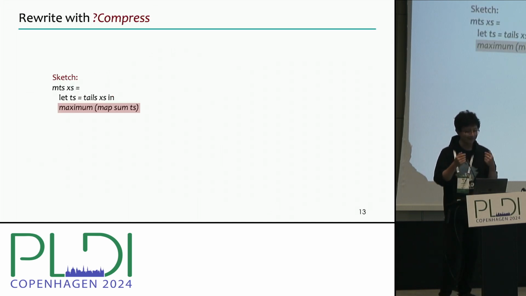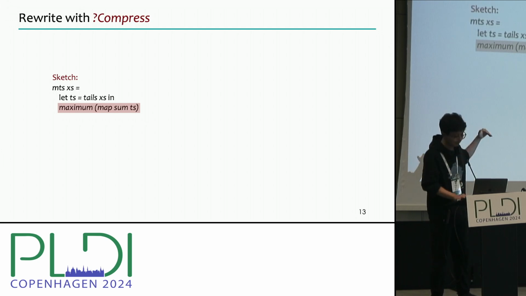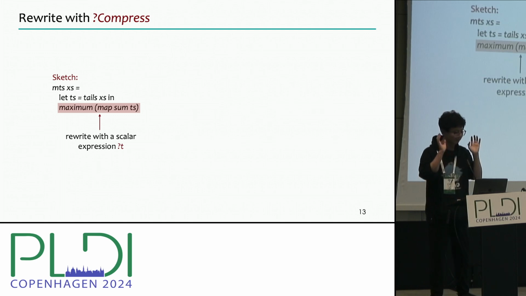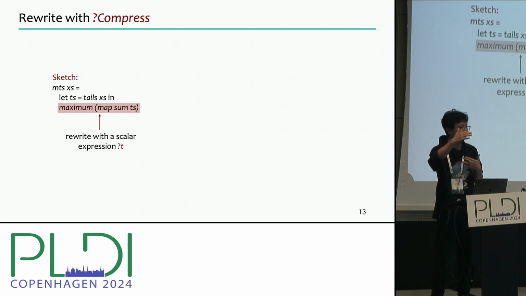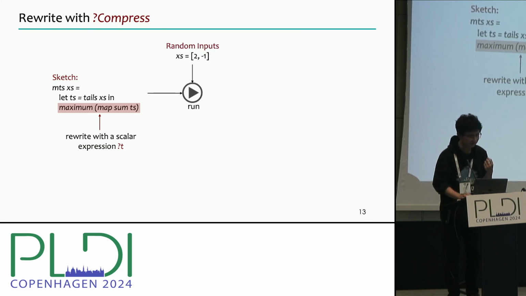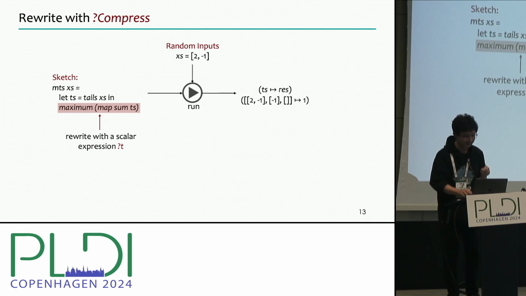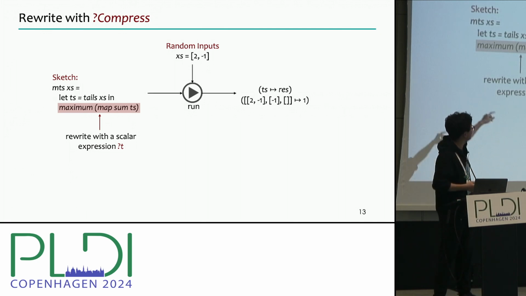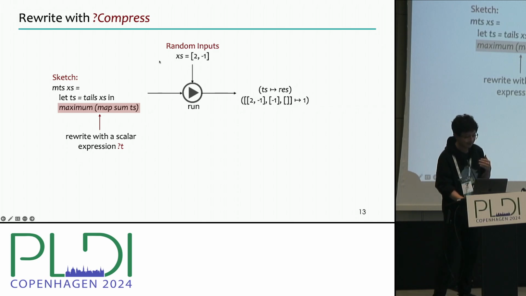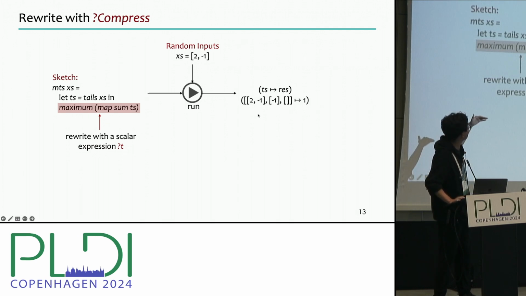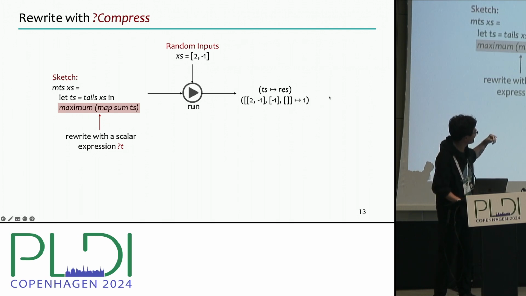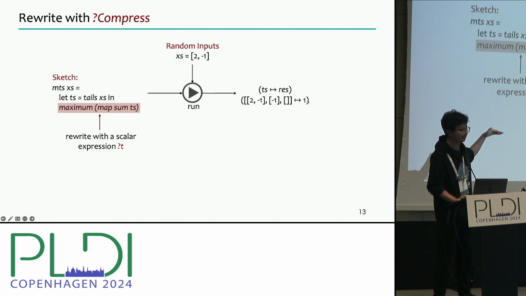So for simplicity, let us just consider the third sketch hole and recall that our final goal is to rewrite this sketch hole with some scalar expression while keeping the global input-output behavior of the whole program unchanged. So what can we do here? We can first generate a bunch of random inputs and run the sketch program, and meanwhile we keep track of the whole execution procedure and record all input-output pairs of the original expression here. For example, in this case, we will know the original expression maximum epsilon TS will produce value 1 when given this nested list for TS.